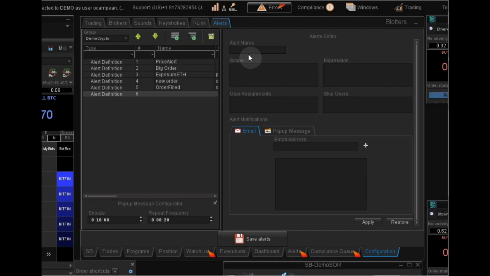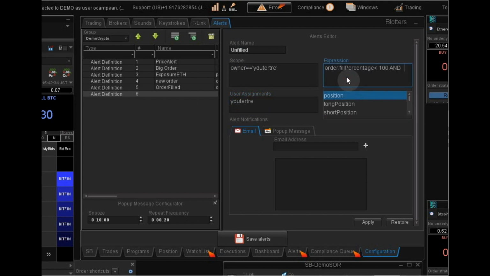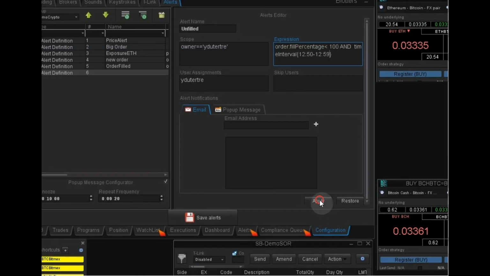Here, I am setting up an alert in the event that an order doesn't get filled within a certain time frame. Just like limits, I start by setting up a scope, users affected by the alert, and the alert definition itself. This is an example of what is possible to avoid trading mistakes or missing opportunities.